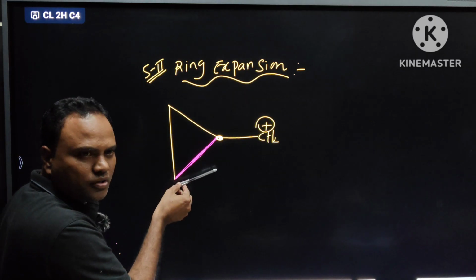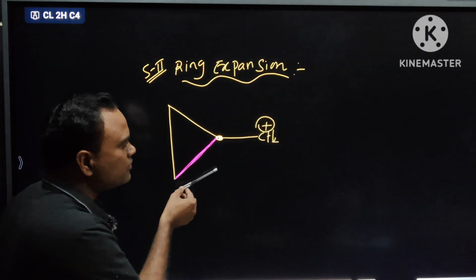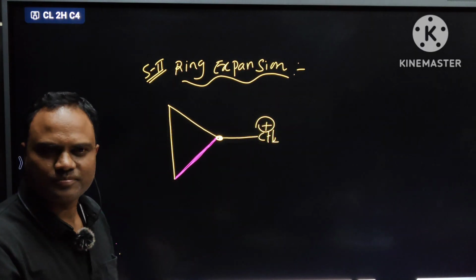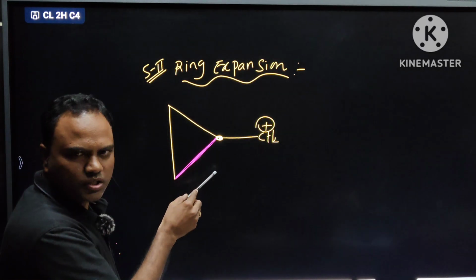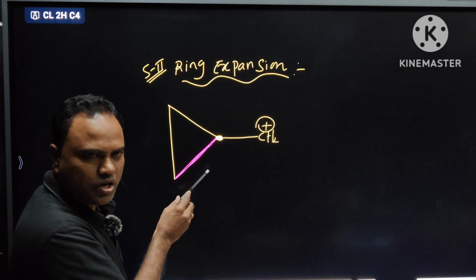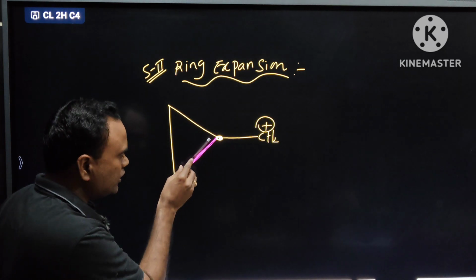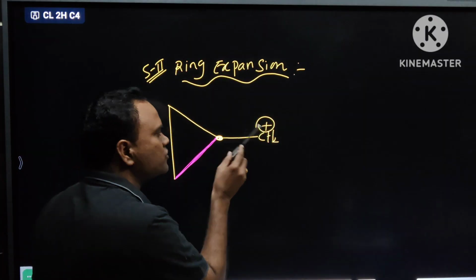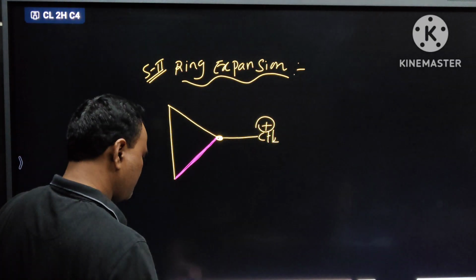Detach the bond. Now the bond is in your hand. Attach here. At this dot, is the pink bond attached or not? To this dot. Detach the bond and attach to this carbocation. Like this. See.